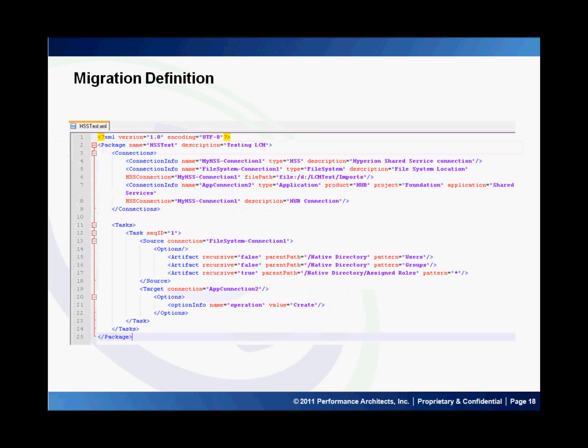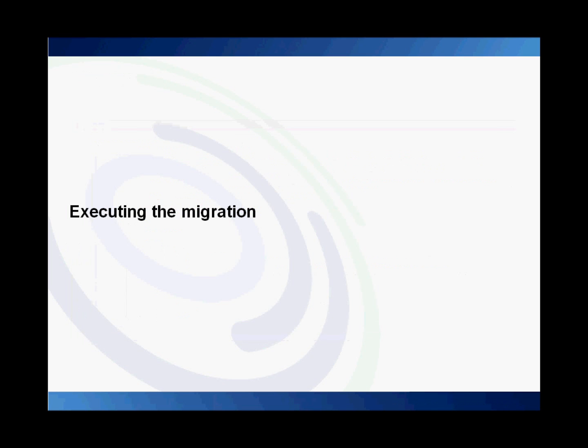And here we have the example of the migration definition itself. If you see, the first section is the connections, which defines the three connections, and the second section is the task section, which has the source connection, the target connection, as well as the options.